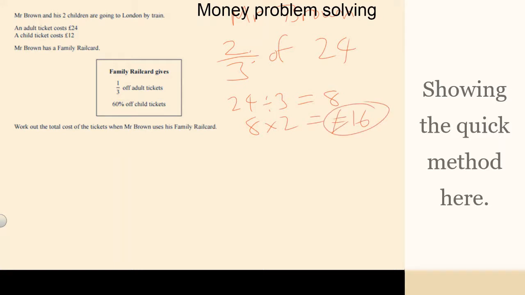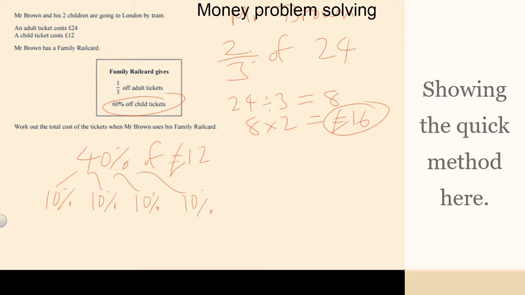Right, 60% off child ticket. What remains is 40%. So just work out the 40% instead. 40% of £12. Right. 40% means what? That means 10% four times. To work out 10% of £12, you have to divide by 10.